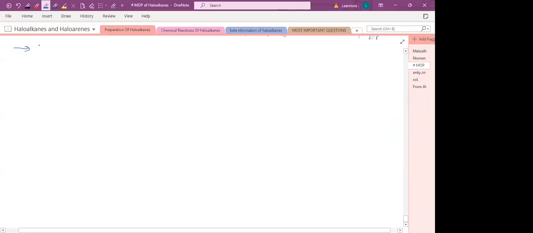So in SN2, the attack of the nucleophile is always from behind. And we know that when it attacks from behind, meaning from the back, you will always get a 100% inversion product.